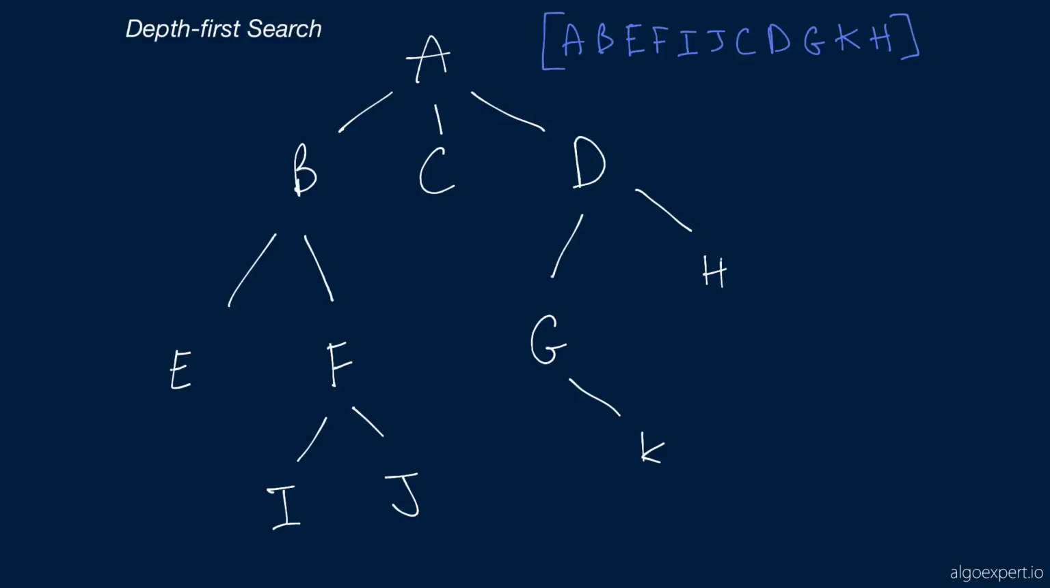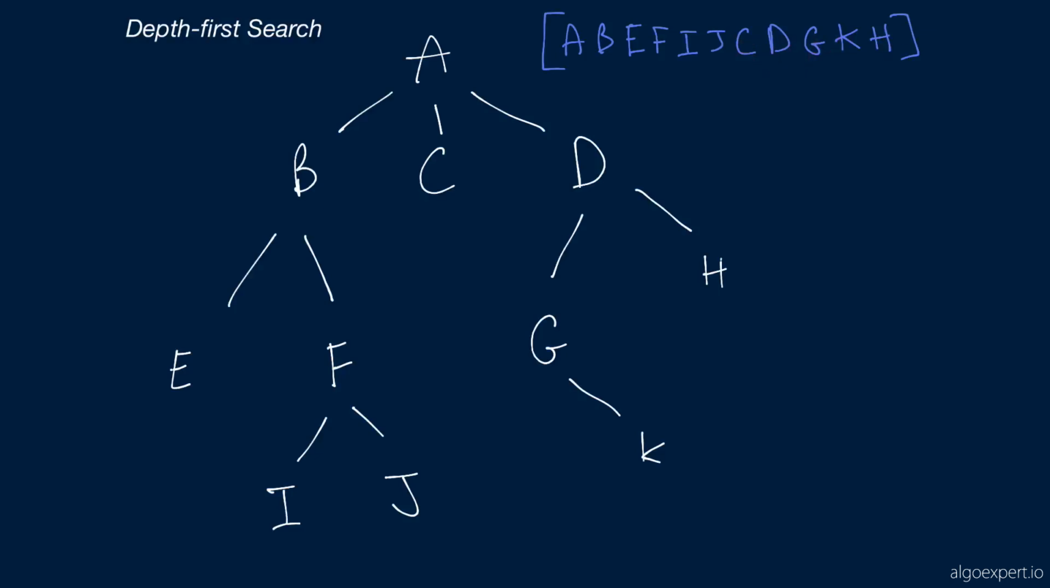And so we are asked to traverse this graph in a depth-first search way, and as we traverse it, to grab the names of all the nodes, put them in an array, and return that array. So in the top right corner here, you can see the solution. This is going to be the array that we're going to want to return. A, B, E, F, I, J, C, D, G, K, H.